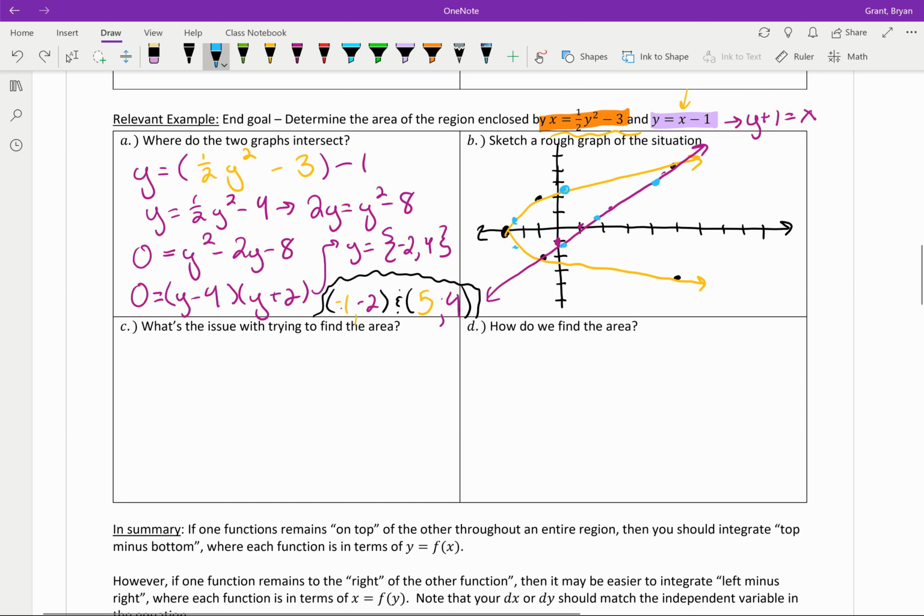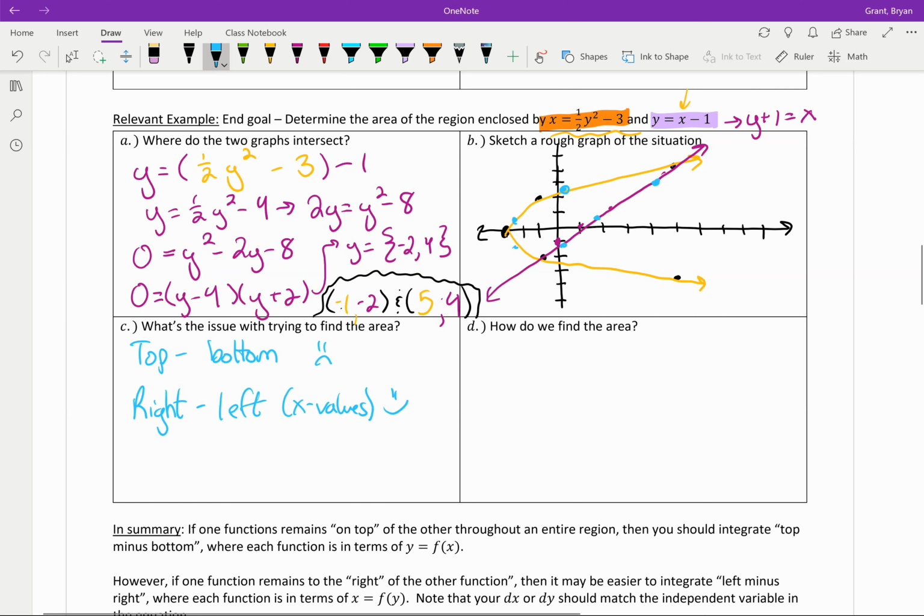So the issue with trying to find the area is we can't do top minus bottom consistently all the way through. We have to change functions, things get weird. So top minus bottom, and I'm just going to put a sad face. Okay. However, we are going to go ahead and do right minus left, which is going to be x values, and that is going to give us a happy face.